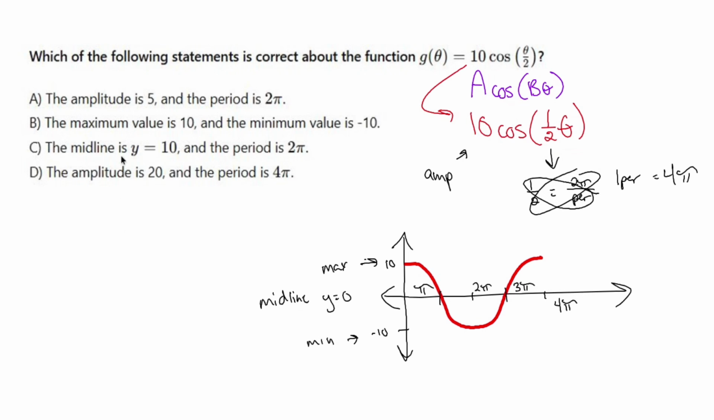Which of these is true? The amplitude is 5. Nope. The period is 2 pi. Nope. The maximum value is 10. Yup. The minimum value is negative 10. Yup. The midline is 10. Nope. The period is 2 pi. Nope. The amplitude is 20. Ooh, close, but nope. And the period is 4 pi. That's correct. And the whole thing ain't. So the answer is going to be B.